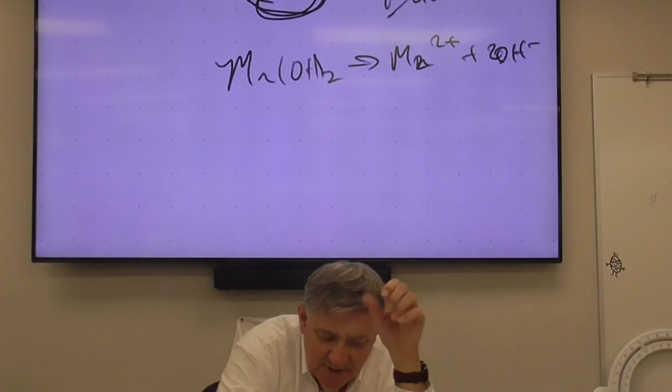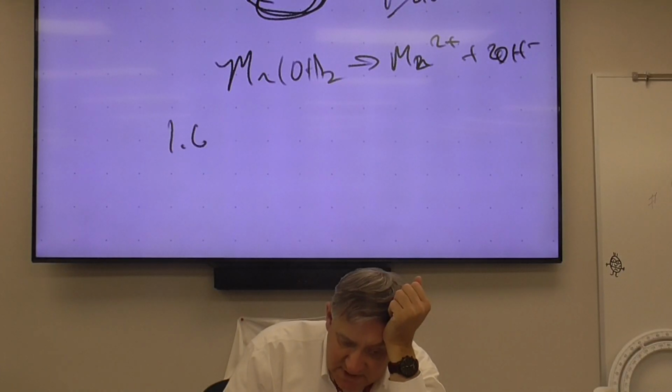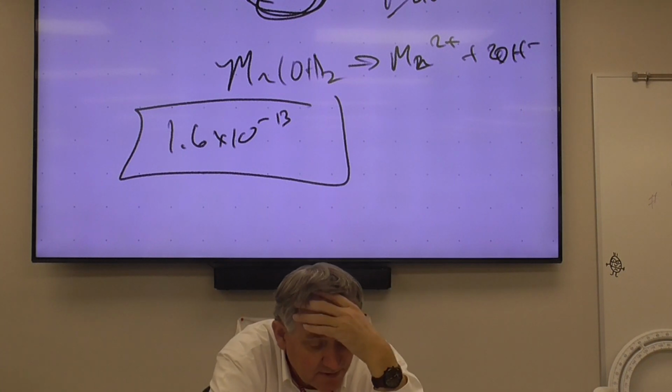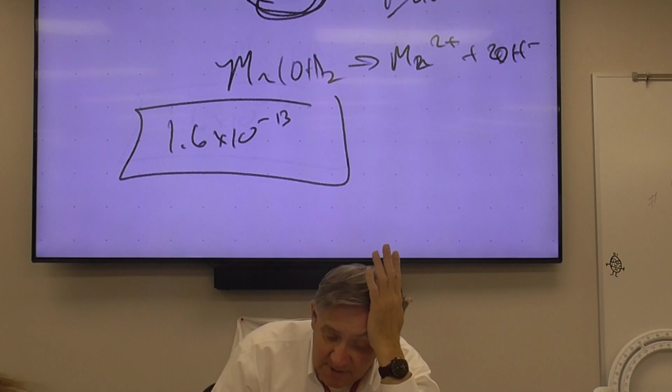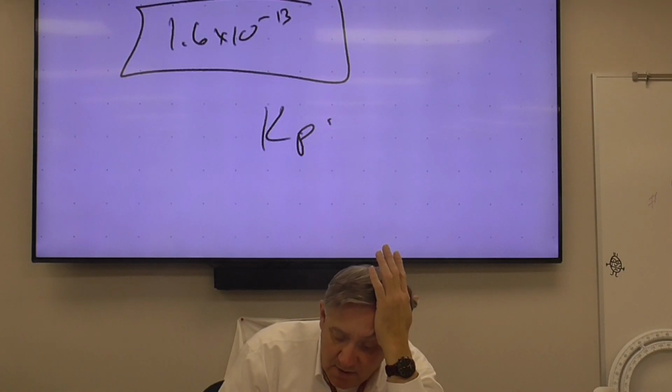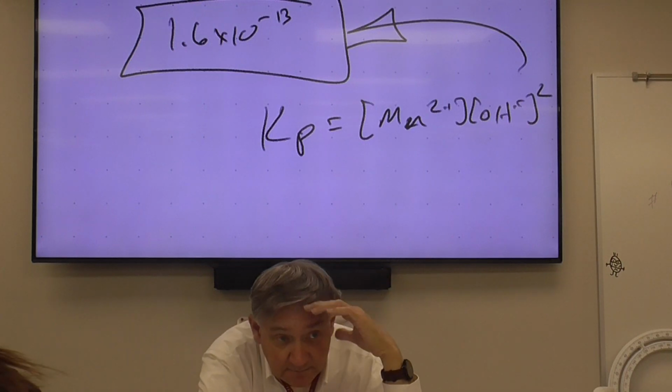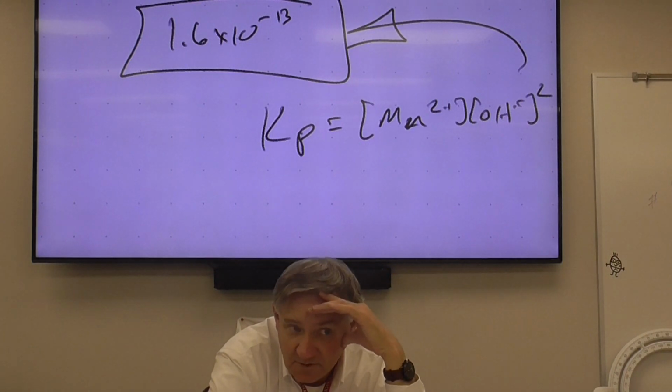Now, here's what you've got. Your Ksp is 1.6 times 10 to the negative 13. If you go to the back of the book, there's your Ksp value. What that means is that when I multiply my manganese ion concentration times my hydroxide ion concentration squared, I want to get that number. Cool with this?